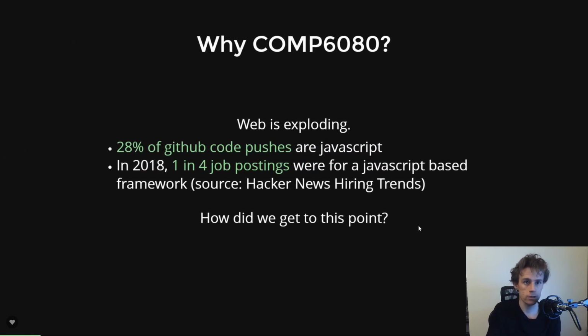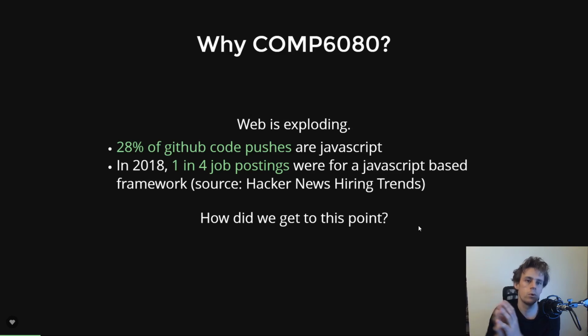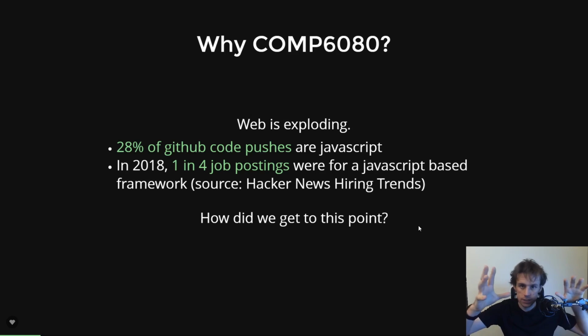Now, why COMP6080? Why would you do this course? Everything else is important, but even further, some things to keep in mind. On GitHub, when you look at some of the stats, about a quarter of all code pushes are now JavaScript code. You can look at these stats a whole bunch of different ways. Different kinds of repos have different frequencies and different kinds of projects. But in general, you could easily say that a quarter of code being pushed is JavaScript. The language of the web, the language that powers a lot of modern front ends.